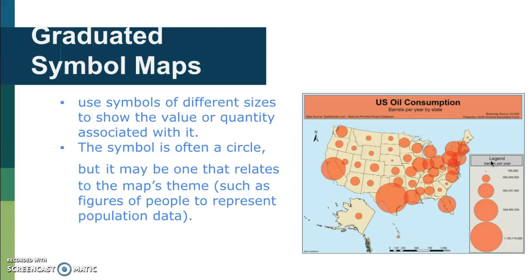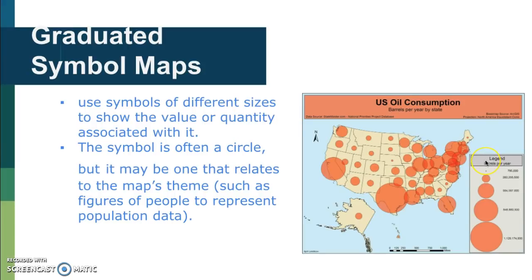Graduated symbol maps. These show symbols of different sizes, and the bigger the symbol, the bigger the quantity. Usually the symbol is a circle, but sometimes, depending on the map's theme, it might be a different shape. Like, for example, a map all about population data, instead of a circle, it might be people. So the bigger the symbol, the higher the quantity.